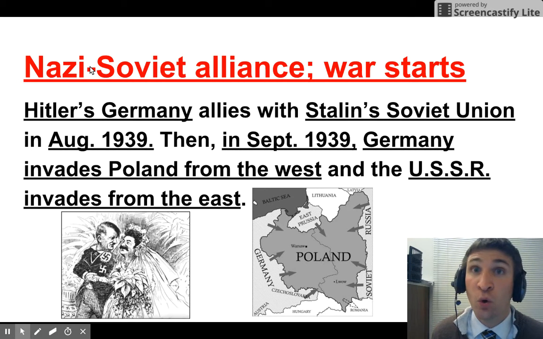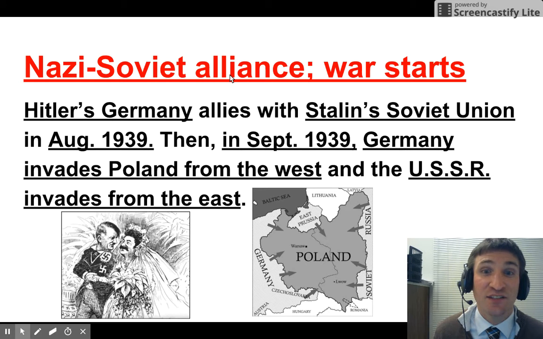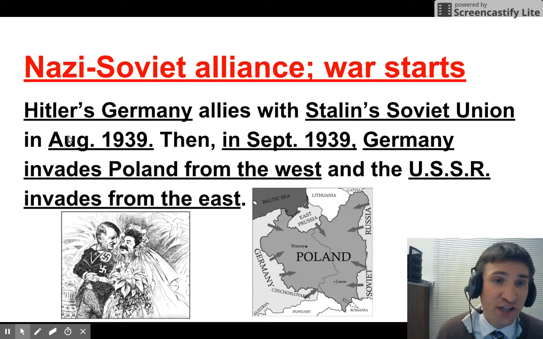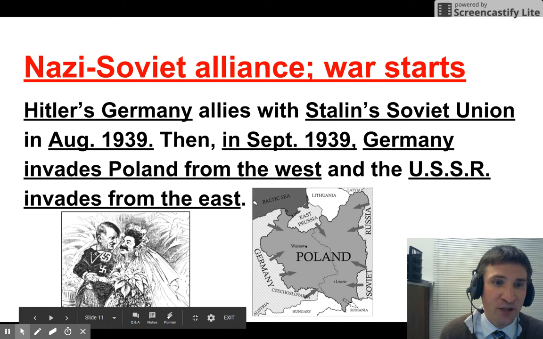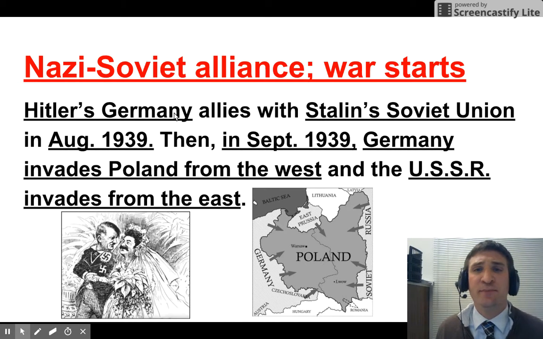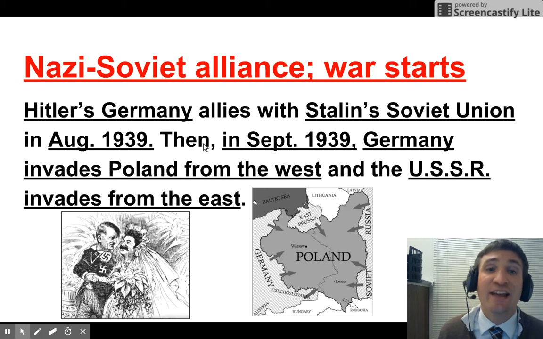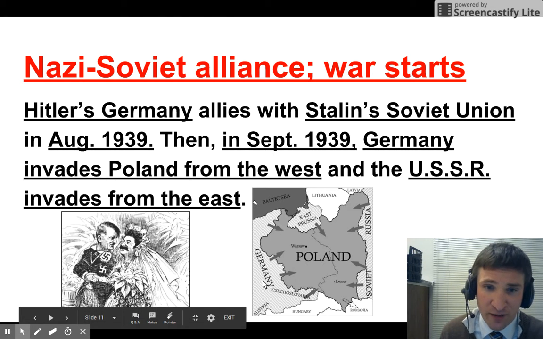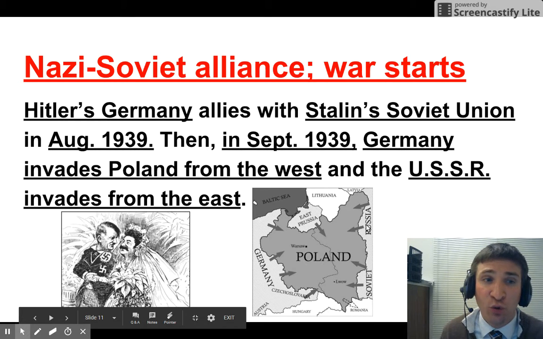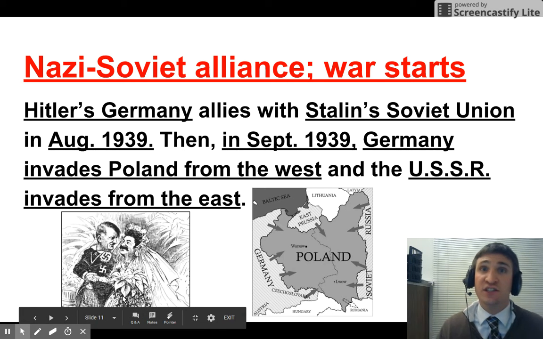We get to the start of war, the Nazi-Soviet alliance, and war starts. Hitler's Germany allies with Stalin's Soviet Union in August of 1939, and this propaganda poster shows the alliance, the marriage of Hitler and Stalin, the Nazis, the Soviets. Then it's September 1939. Germany invades Poland from the west. There's Germany and the arrows pointing to Poland. And the USSR, aka Soviet Russia, invades Poland from the east. Boom. World War II starts.